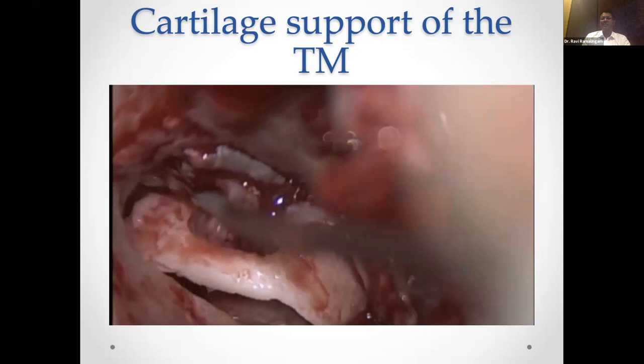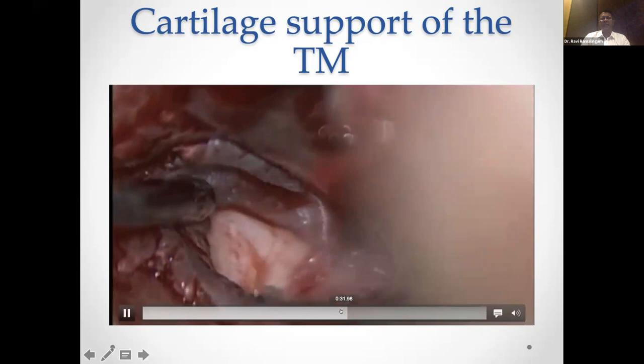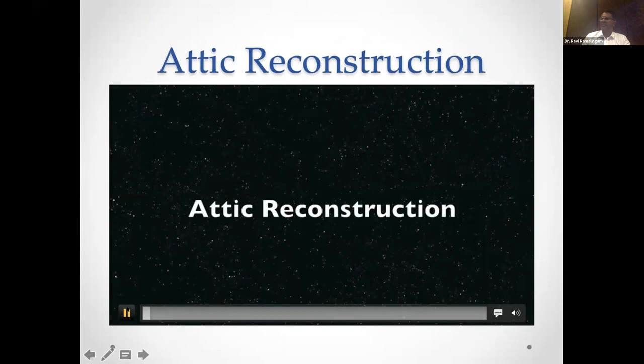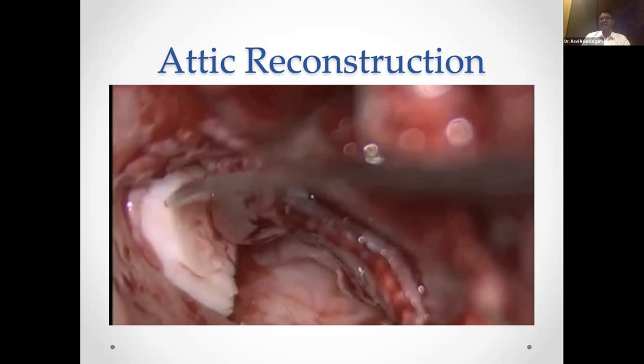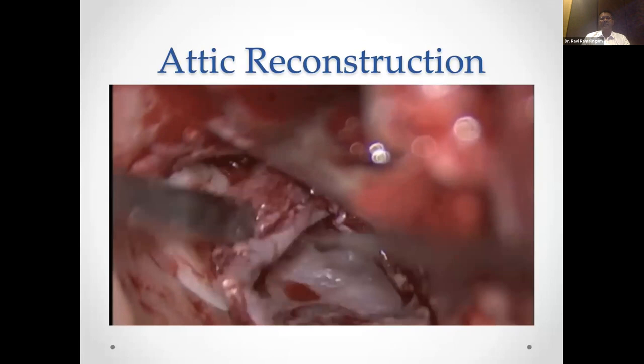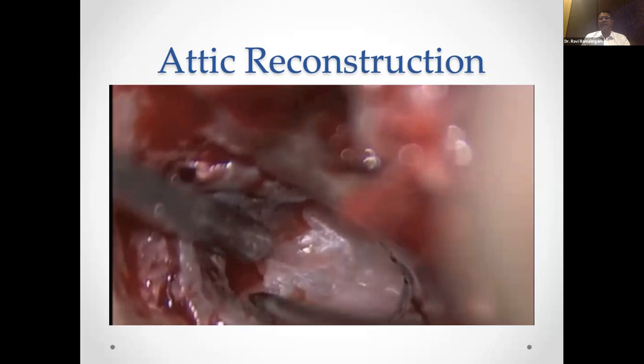And then the last part of it is using a bit of cartilage. This is one aspect. And then for the attic, it's only a small defect. It could be a larger defect. And look at that, that's the defect that we have. We use a piece of cartilage to put it there, and that's the reconstruction. So once you have a cartilage like that, all that you have is a central perforation. And then the rest of the steps is like a myringoplasty, and the healing is like a myringoplasty.